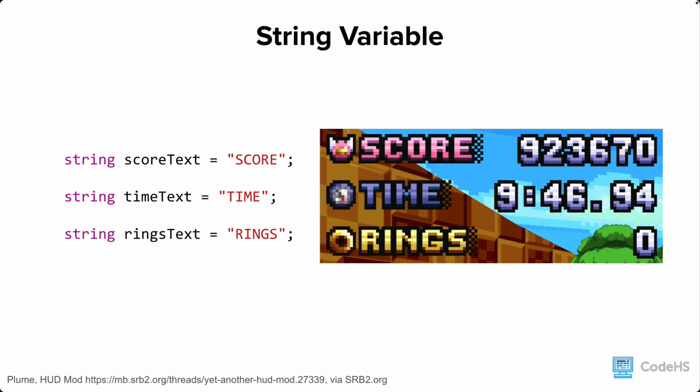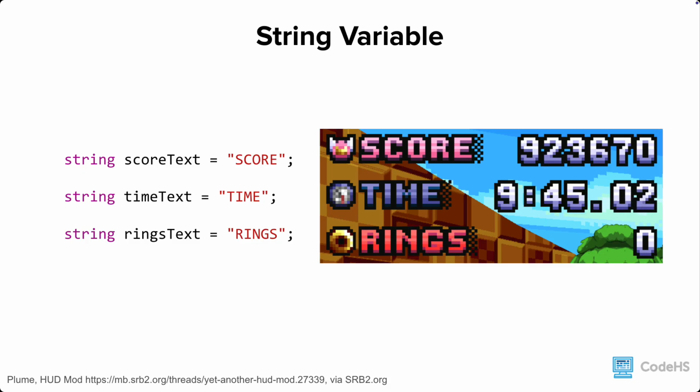The string variable stores strings of text. These might be words shown on the screen or information used to define a game object. String variables are declared with the word string and can be assigned a string of characters within quotation marks.